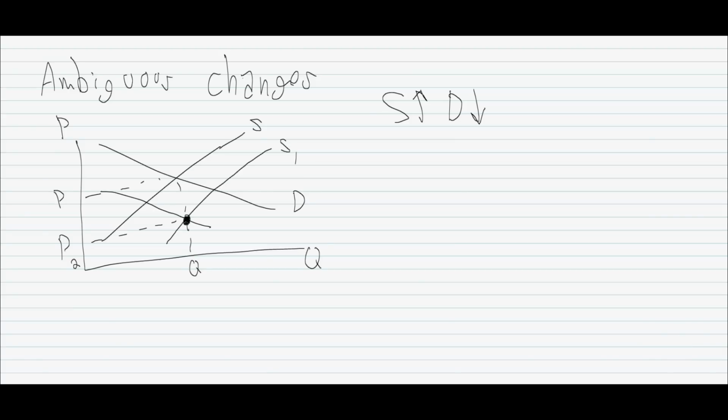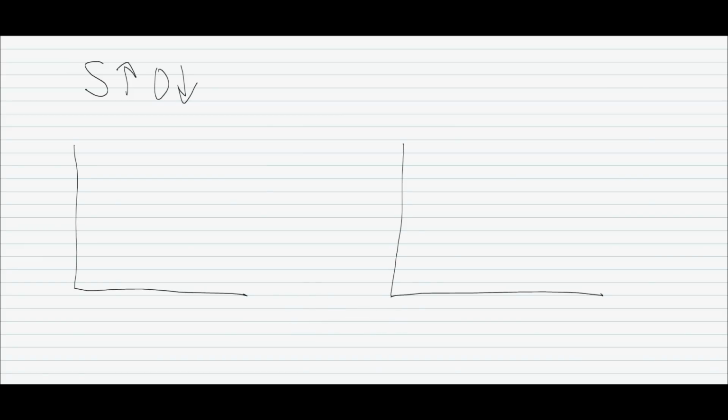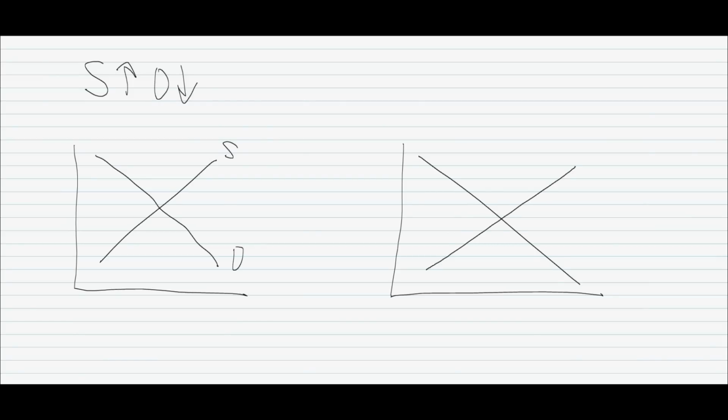Okay. So, here's what an ambiguous change is. When they give you something like that, supply increased, demand decreased, here's what you're going to do. Make two graphs. Make a standard supply and demand graph. Supply, demand. So supply increases. In one of the graphs, make a big increase in supply, and in the other graph, make a small increase in supply.